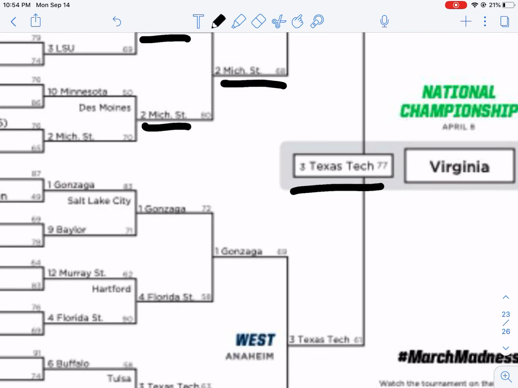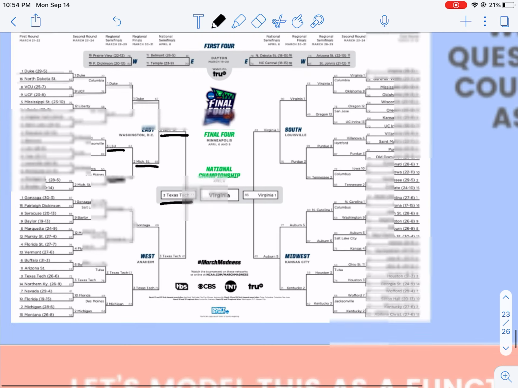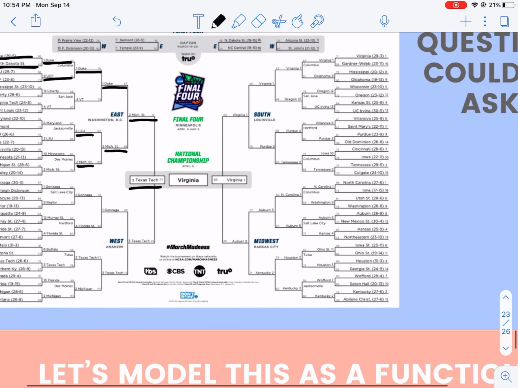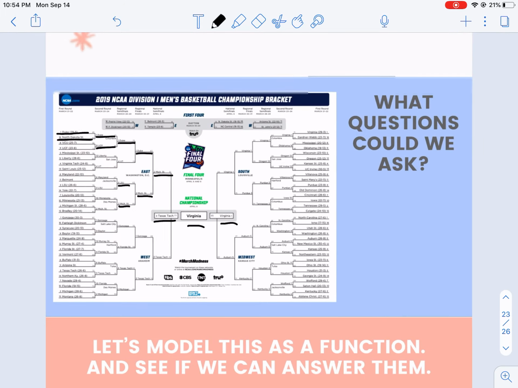Texas Tech wins. Then from over here, this whole side, Virginia advances. They play each other. Virginia wins. So that's kind of how brackets work.